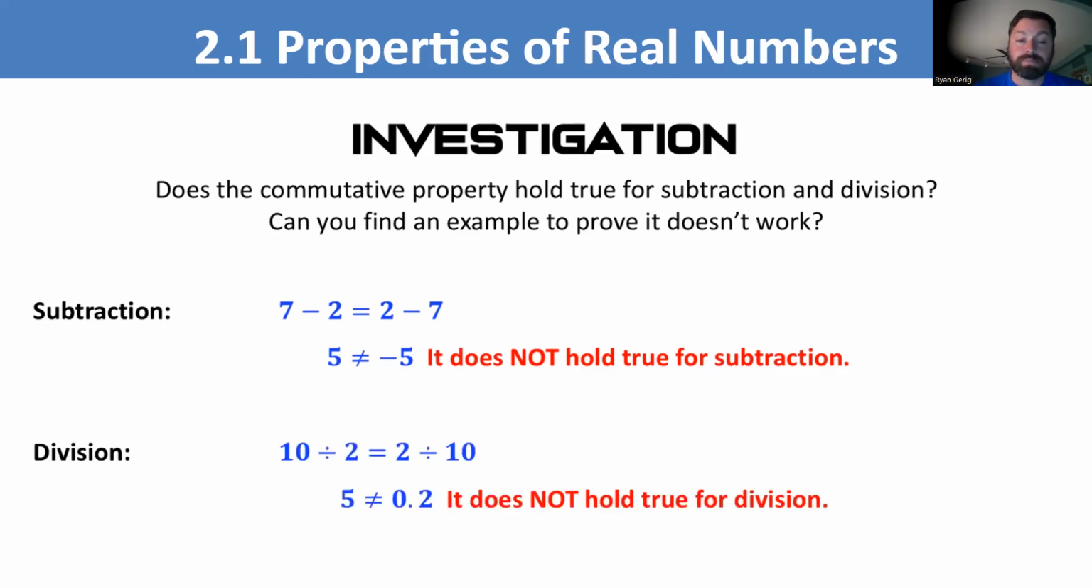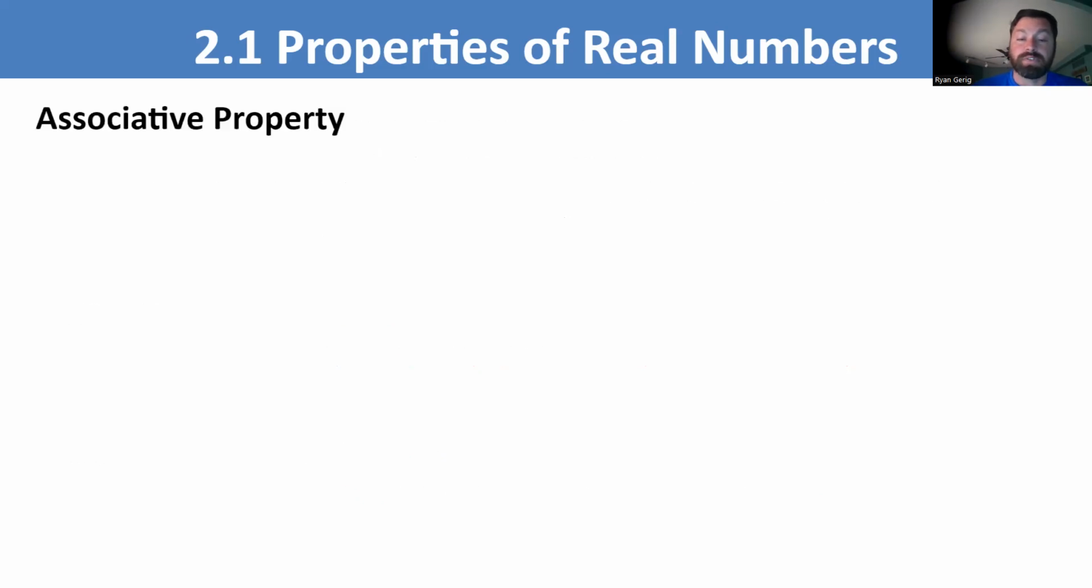What about division? Well, I'll do 10 and 2. 10 divided by 2 is 5. If I switch the order and do 2 divided by 10, I get 0.2. Those are not equal. It does not hold true for division. So that was the commutative property.